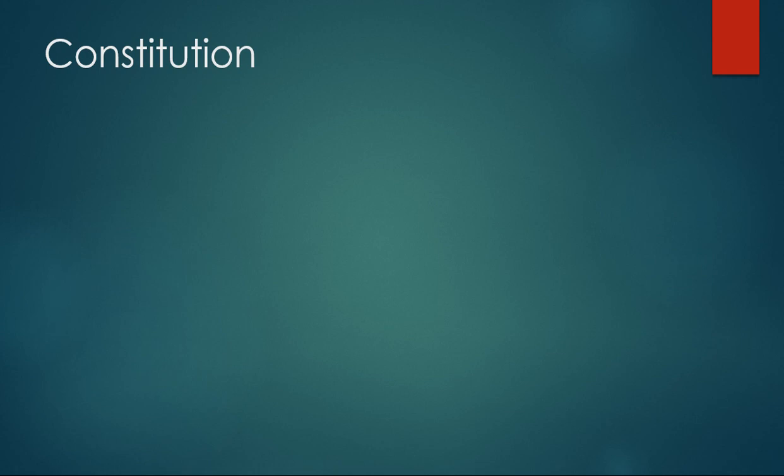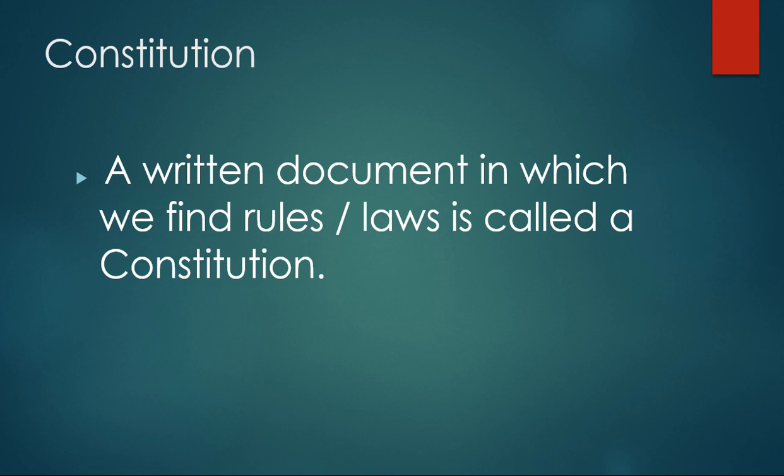In the same way, the Constitution is also a book of law. It is a written document which includes all the rules and regulations for the country. And a country may be different because of its different constitution, like the Constitution of India or any democratic country is different from the constitution of a monarchy. We will discuss how it is different later in this chapter with examples. So the basic definition is that a written document in which we find rules or laws is called a constitution.